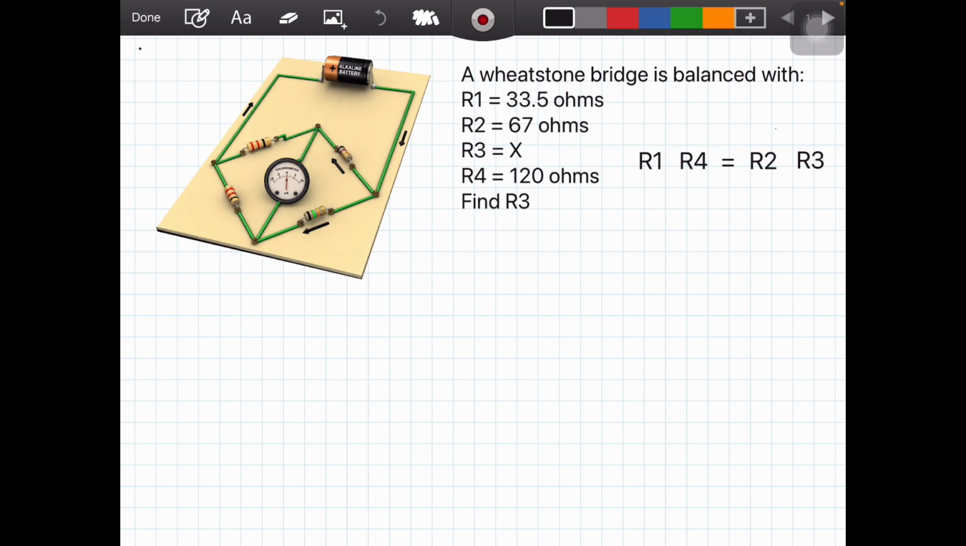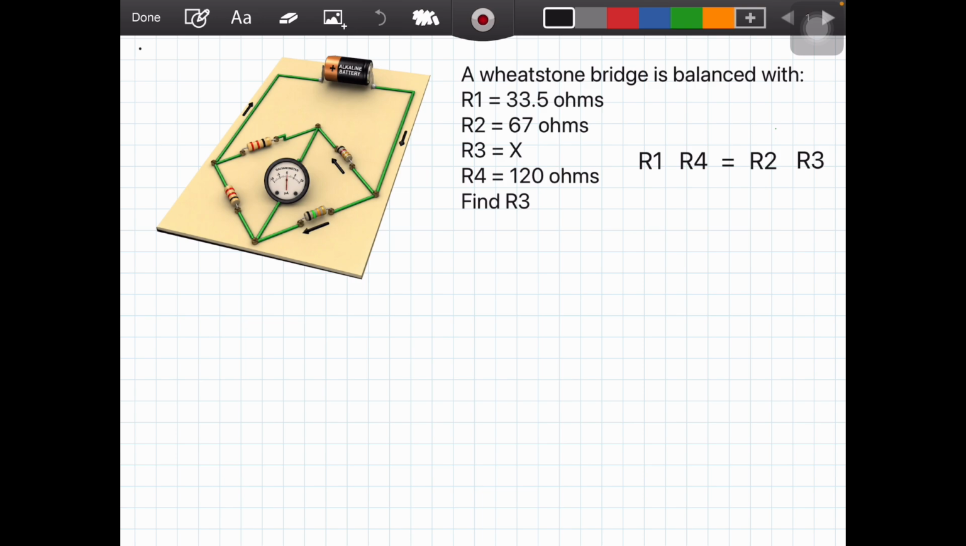Okay? So a Wheatstone Bridge is balanced with these following resistors. Then they want us to find R3. As you can see, R3 has an X. Sometimes they put a question mark instead of an X. By the way, either it's an X or a question mark, it's still the same. Okay? So we do cross multiplication.